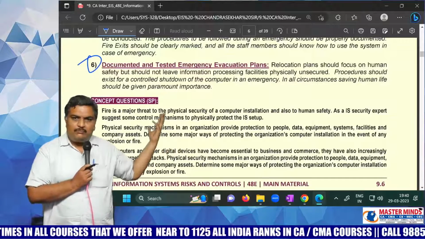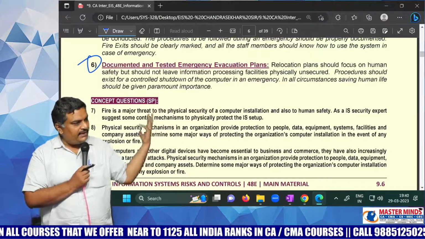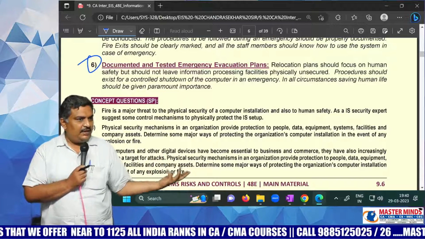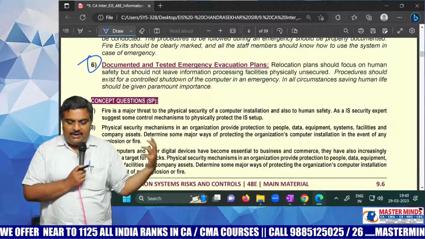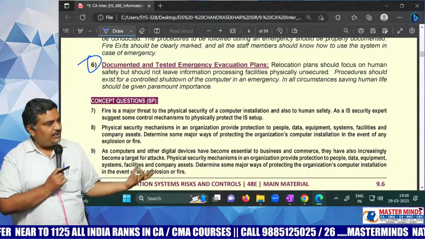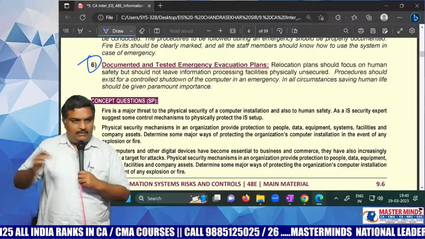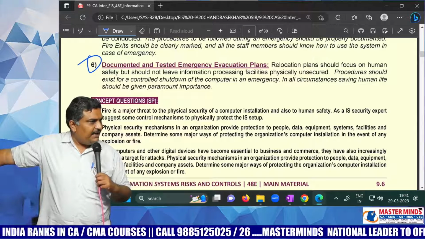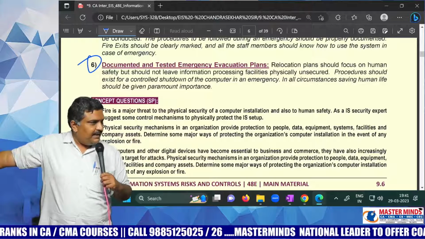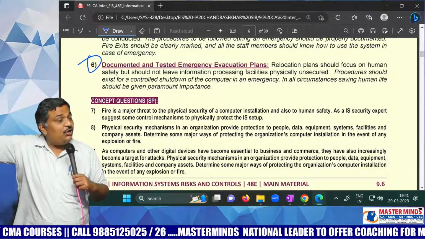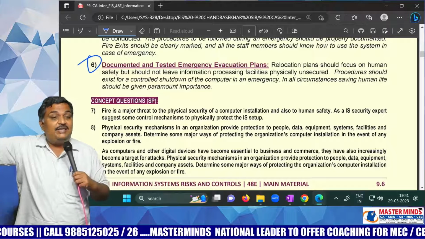Now you have seen how large the data center is. If all these things are not employed, what happens? If an accident occurs, you will lose the entire data. And documented and tested emergency evacuation plans means what? In hospitals and all, it will be written near the lift, what is written? In emergency, break the glass. In emergency, jump from this window. Okay, it is written. That is called documented and tested emergency evacuation.